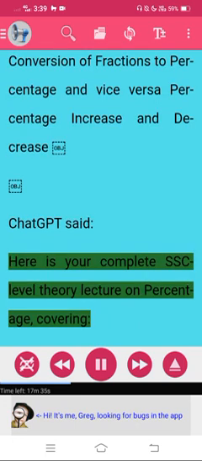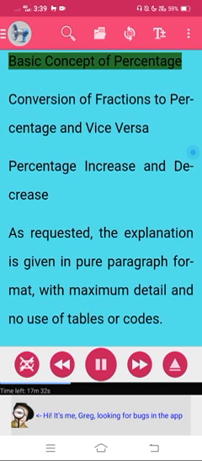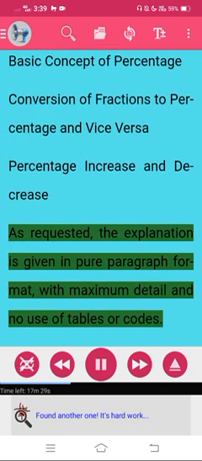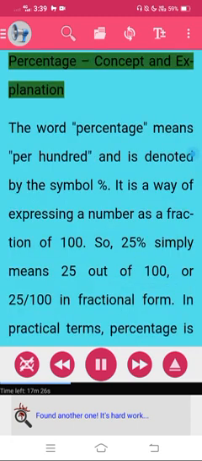Here is your complete SSC level theory lecture on percentage, covering the basic concept of percentage, conversion of fractions to percentage and vice versa, and percentage increase and decrease. As requested, the explanation is given in pure paragraph format, with maximum detail and no use of tables or codes. Percentage, concept and explanation.